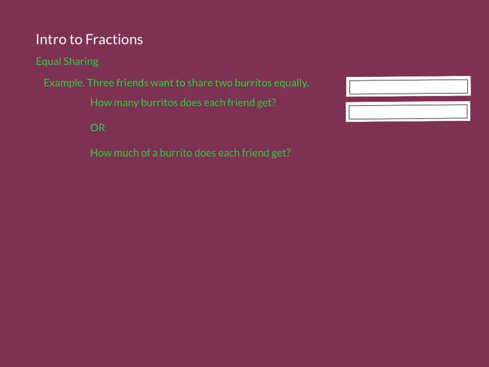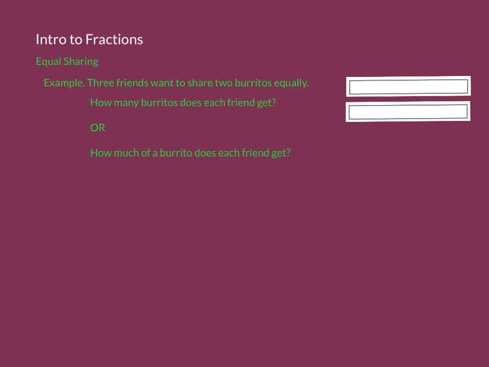My guess is that you came up with one of these two questions. Either how many burritos does each friend get, or how much of a burrito does each friend get? Based on the information I gave you in that original statement of 3 friends wanting to share 2 burritos, you should automatically get a picture in your head that each friend is not going to get a full burrito. However, this is a challenging concept for students to understand, and so that's why these two questions differ.